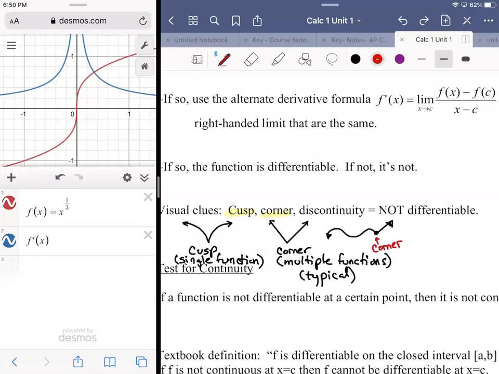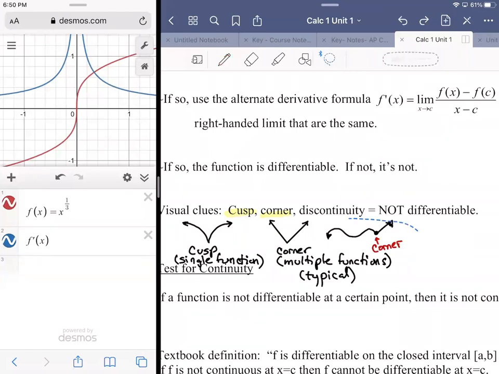Now, when you're testing to determine if you're dealing with a cusp or a corner, it's actually pretty easy, all right? Well, okay, let me be fair about it. It's easy once you found the first derivative.